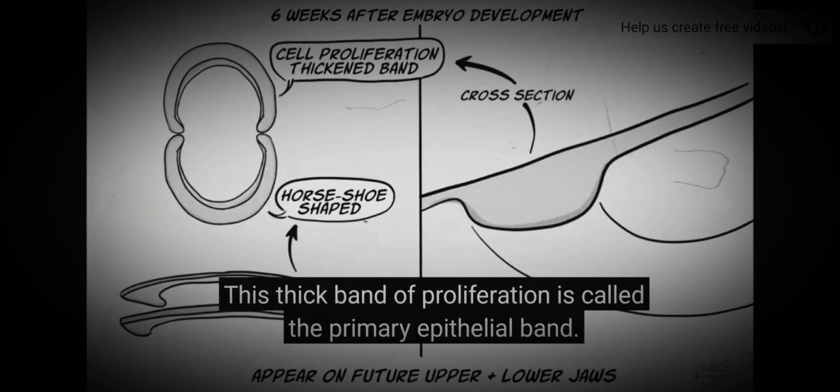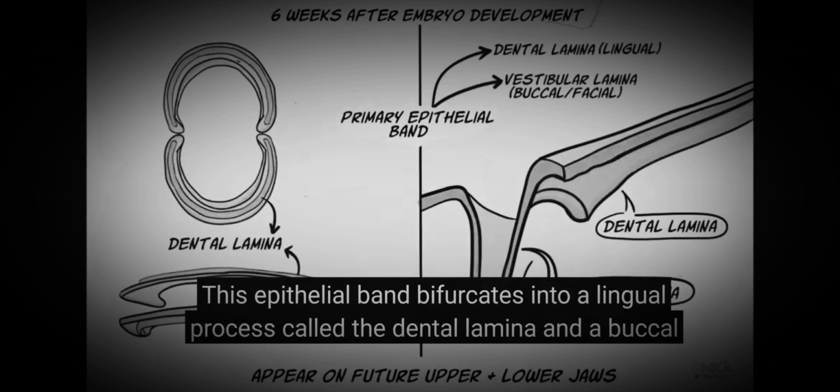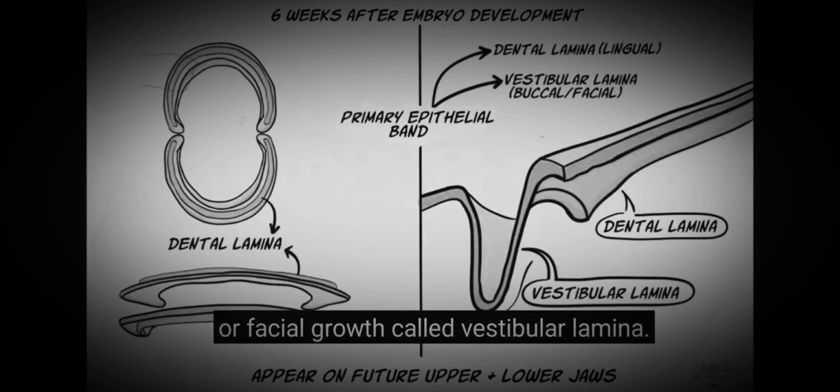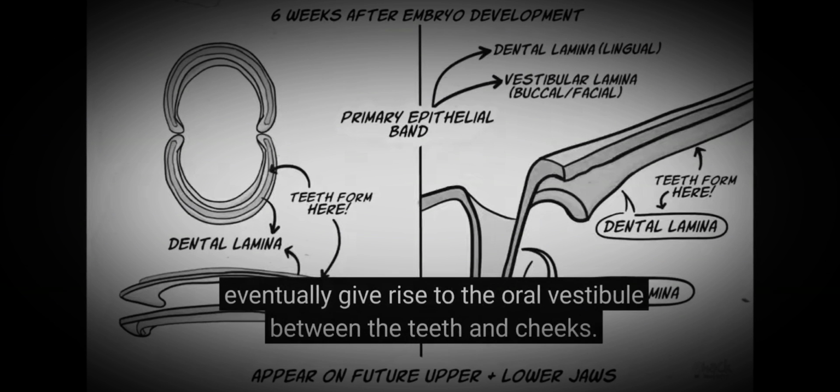This thick band of proliferation is called the primary epithelial band. And this epithelial band bifurcates into a lingual process called the dental lamina and a buccal or facial process called the vestibular lamina. So it is on the dental lamina that the teeth will form, and the vestibular lamina will eventually give rise to the oral vestibule between the teeth and the cheeks.